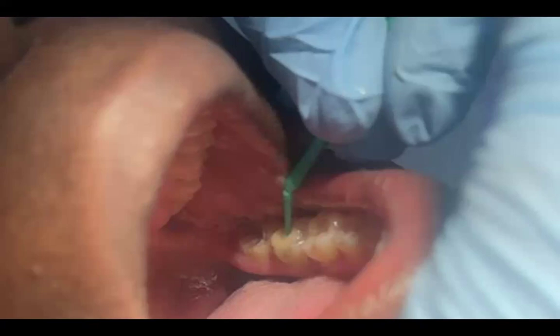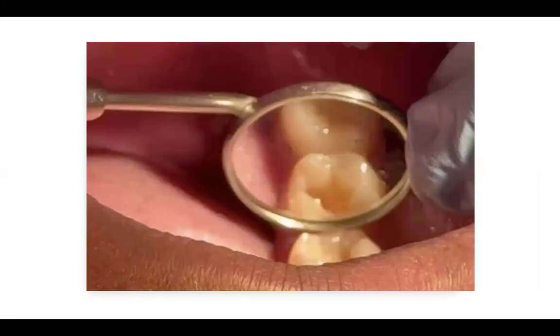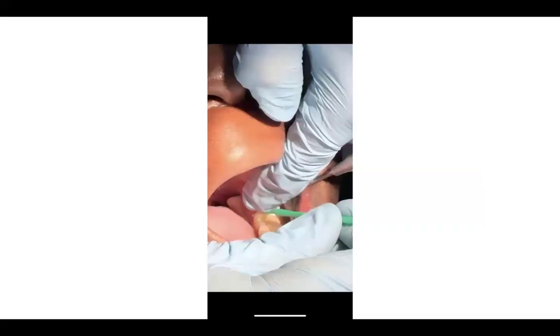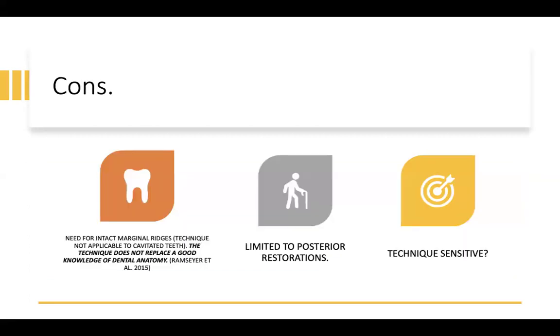If you have flowable composite that is expired and you feel it's not economic to dispose of, you can just use that expired composite to make this stem, because you're just going to dispose of the stem anyway. So you can use expired composite, you can use your gingival barrier. So yes, it is relatively economic. Good. But of course, there are cons.